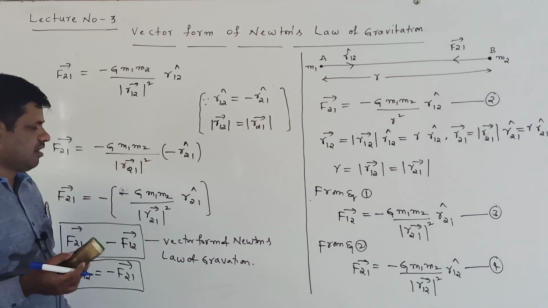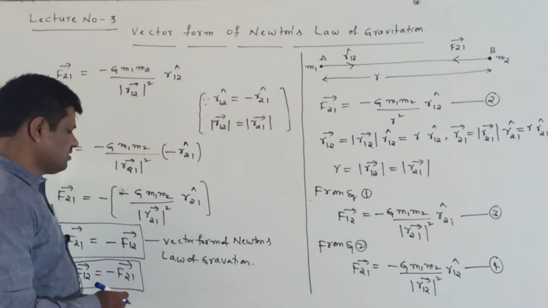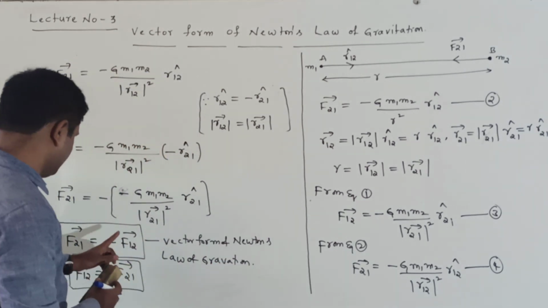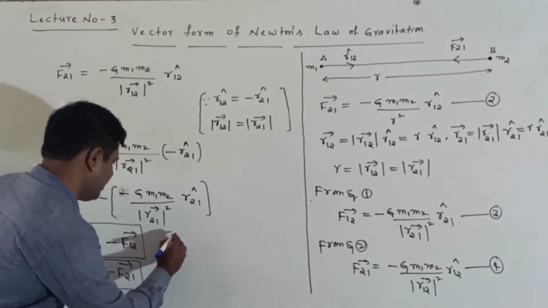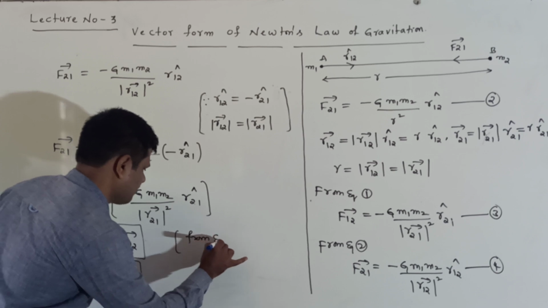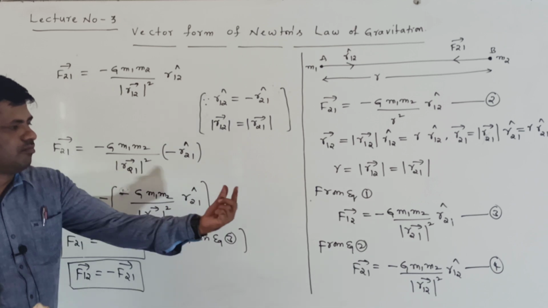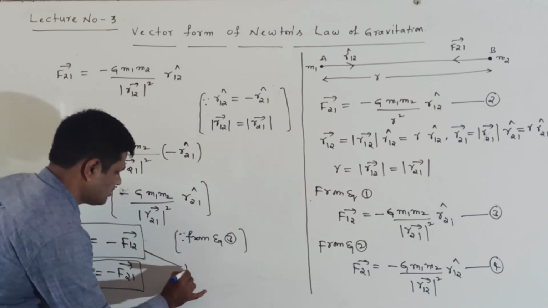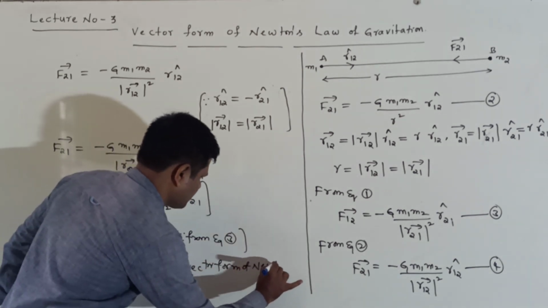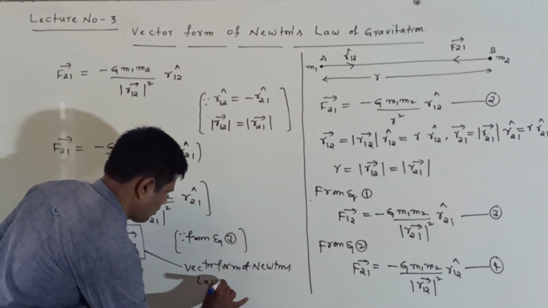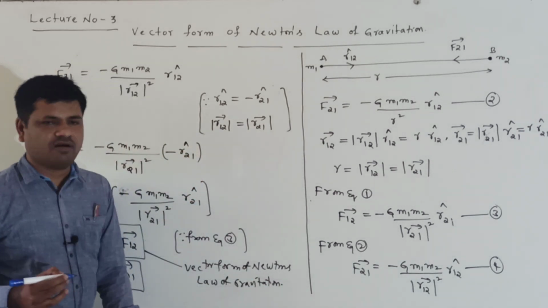Here the minus is taken common. The remaining value we are getting from equation 3. From equation 3, this value represents the f12 bar. This is called the vector form of Newton's law of gravitation.